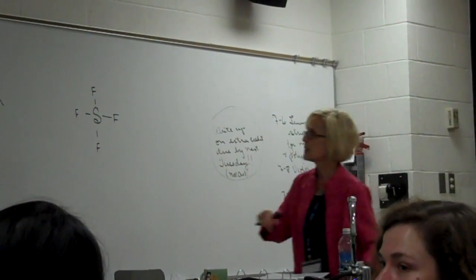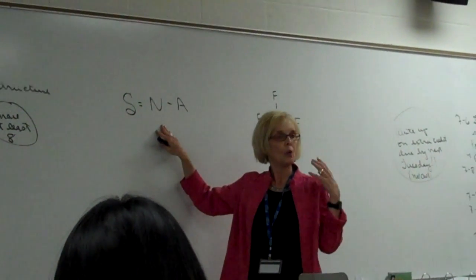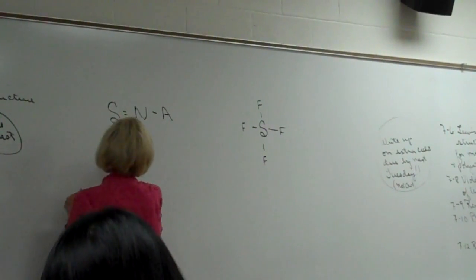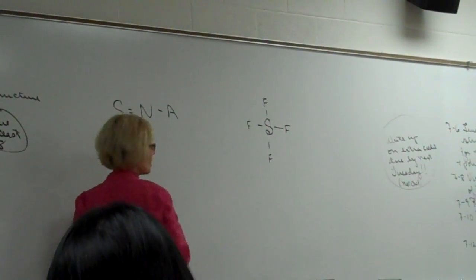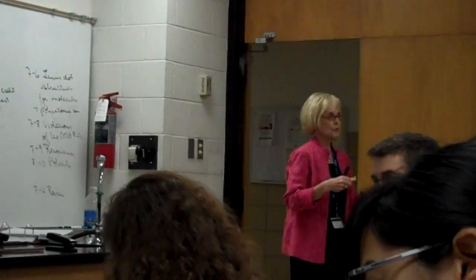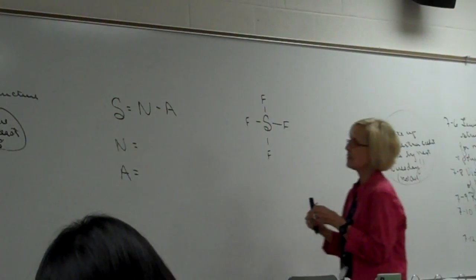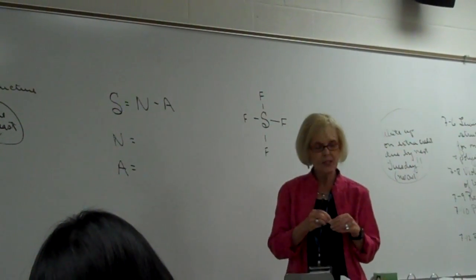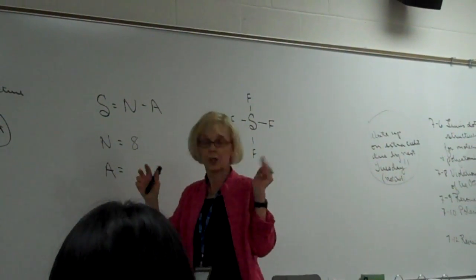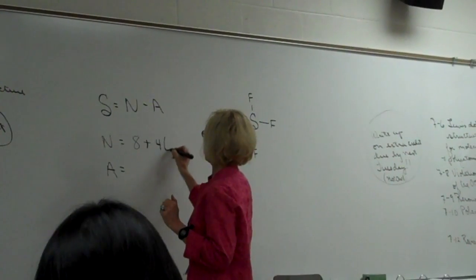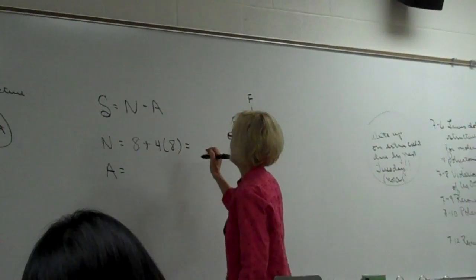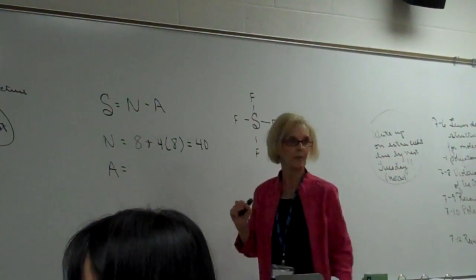Now, let's go through, and remember as you go through here, we pretend we don't know anything about Rule 4. Need and available. Let's be thinking what we need. Now, let's come back over here. Sulfur. Marco, how many does it need? 8. Because we're pretending we don't know. And I have 4 fluorines. Timothy, how many does each fluorine need? 8. Okay, so we have a need here, 40.